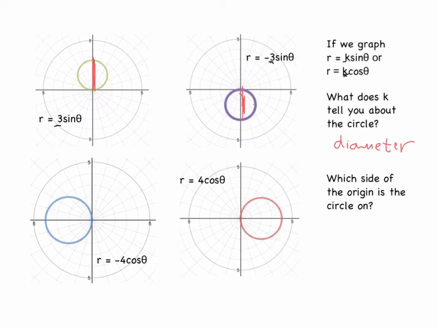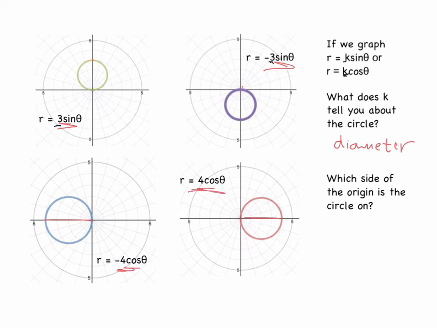Then in the bottom, we have negative 4 cosine theta, 4 cosine theta, and we can confirm again that, yes, this does have a diameter of 4, and this one also has a diameter of 4. The other question is, which side of the origin is the circle on? The thing to notice here is that these top 2 graphs both have sine. The bottom graphs both have cosine.